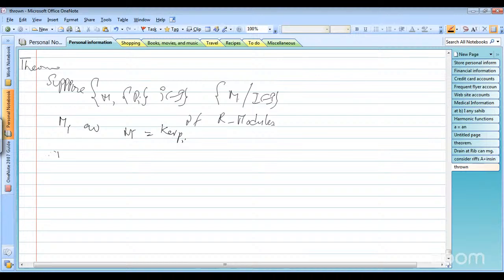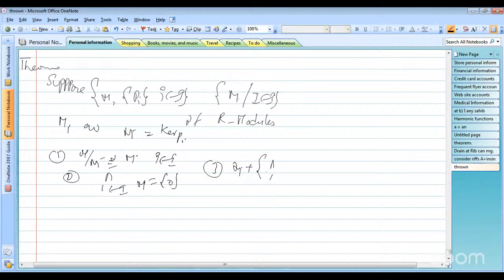So the following hold. First, M by N_i is isomorphic to M_i, i belongs to I. Second condition, the intersection of N_i, i belongs to I, is equal to 0. Third condition, N_i plus the intersection of N_j, j not equal to i, is equal to M for all i belongs to I. We are taking this one also. So what is the proof here?